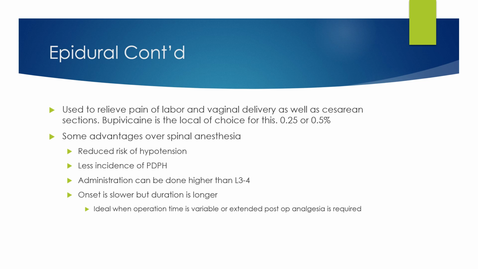Administration can be done higher than L3, L4. For example, we can go as high as T3 to T5 in the thoracic vertebrae. The onset is slower, but the duration is usually longer. These are ideal when the operation time is variable or extended, and it can be extended when post-op analgesia is required as well.